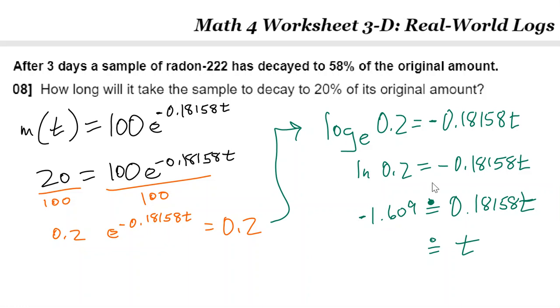By the time I divide that by negative 0.18158, it gives me 8.86, about 8.9. How long will it take the sample to decay? Should be about 9 days. It should reach that just short of 9 days, so we'll call it 9 to be safe. 8.86. Okay.